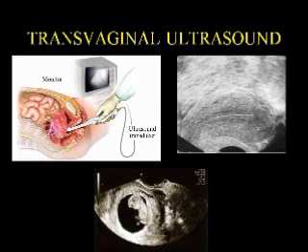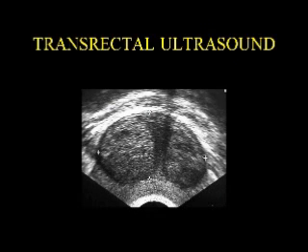Like this is a case of uterus, this is the endometrial cavity, this is a case of uterus with an amniotic sac and a fetus inside. So we can obtain very high resolution images of the female genital tract by using a transvaginal ultrasound. In the same way, the prostate can be approached from the transrectal route, and very good high resolution images of the prostate can be obtained by using a transrectal probe.